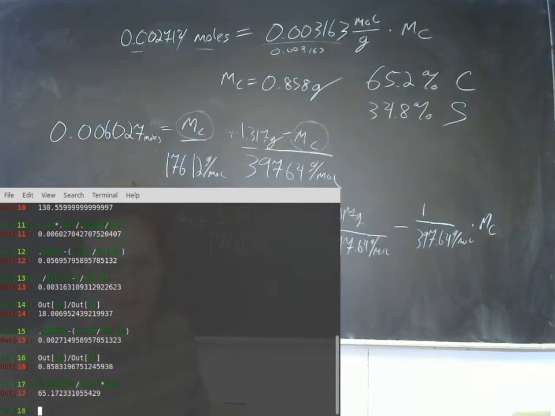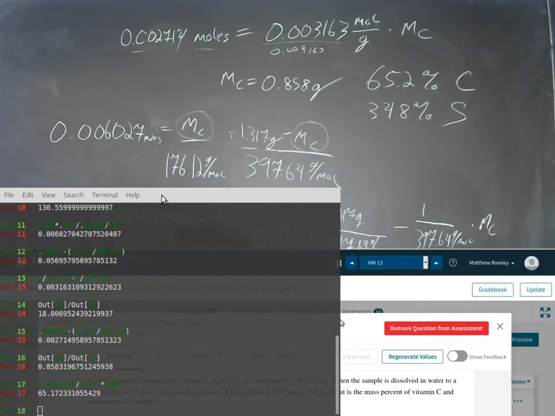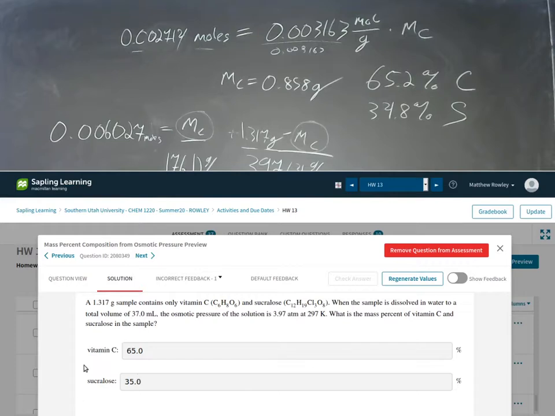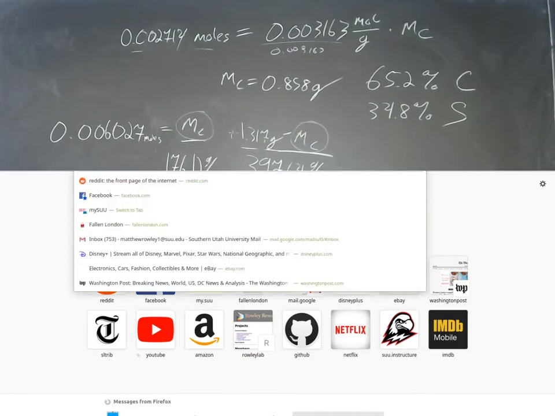Let's check if I got it right. Because we do have the answer displayed there. 65.0 and 35.0. So a little bit of maybe I carried too many or too few sig figs on intermediate calculations, but that's basically the right answer. Now, I want to point out that for problems like this, I'm okay with you using an outside tool, maybe like something like Wolfram Alpha.